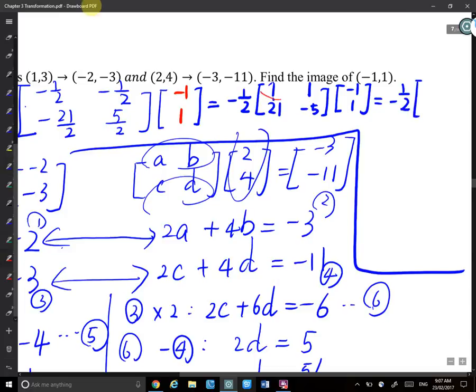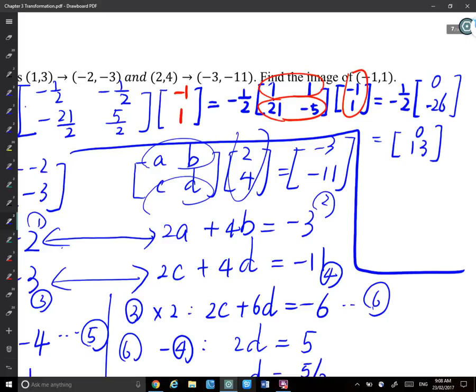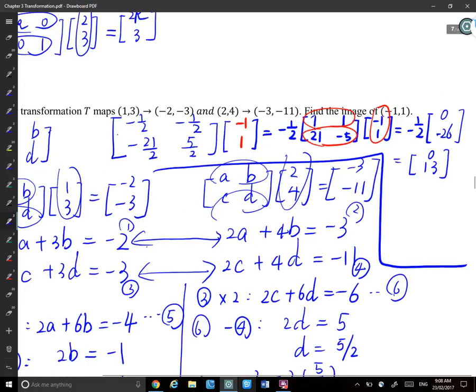What's the result? Row and column. So 1 times negative 1 plus 1 times 1, which is 0, and negative 21 plus negative 5 is minus 26. It's minus 26. That will be 0 and 13. So the image will be (0, 13). Hopefully there are no calculation mistakes. If you find any place which is wrong, please tell me. There's a lot of calculation here.